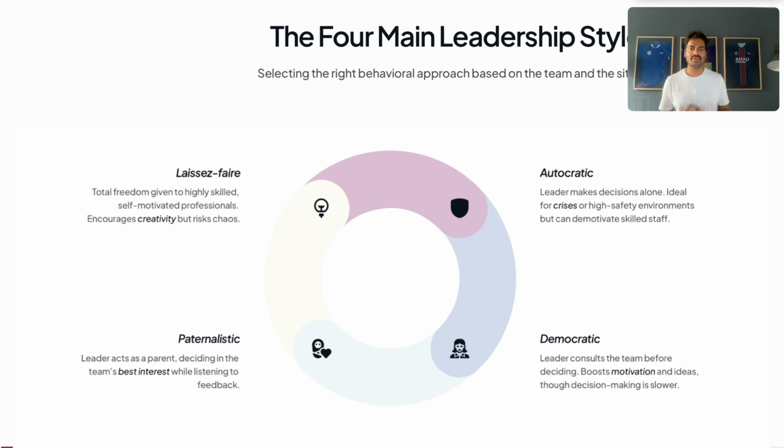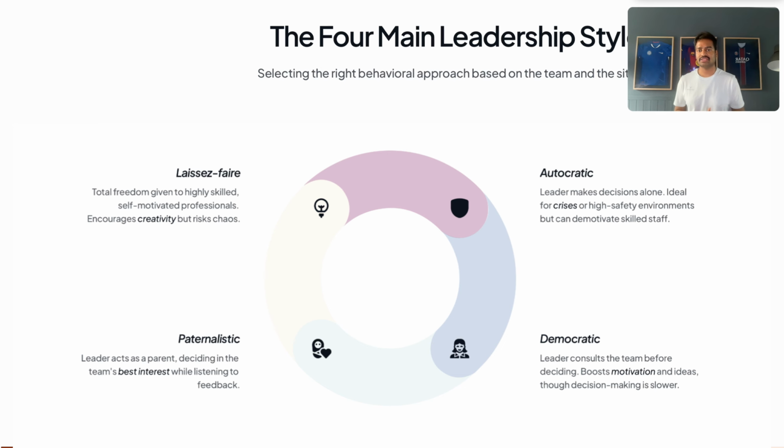And now we look at the second one, democratic. The leader asks the team for their views before deciding. This boosts motivation and often leads to better ideas because the people closest to the problem usually know the answer. And what's the downside of this? It's slow. You take all the employees' feedback and then you come to a conclusion. So democracy is a pleasure but can also be a pain with the amount of time it takes.